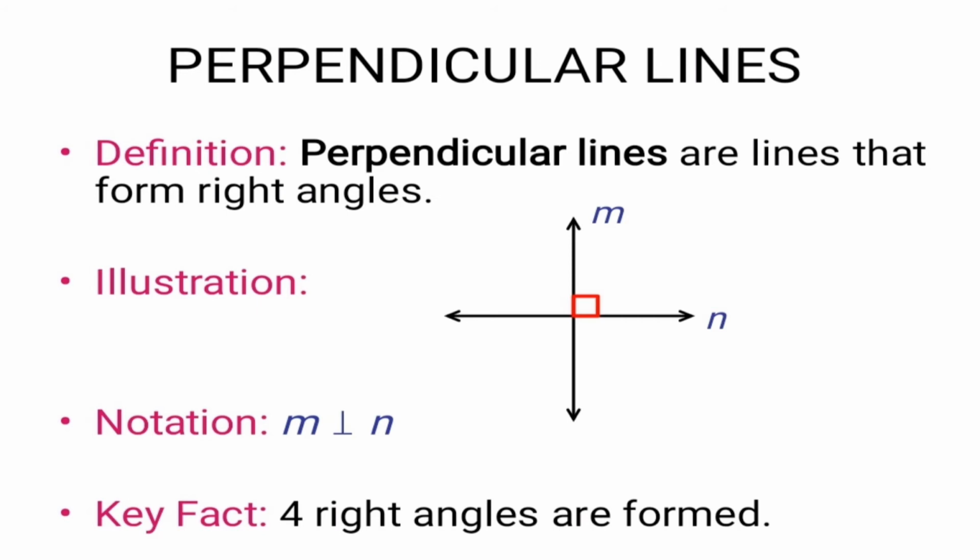Now, let us learn about perpendicular lines. Lines that form right angles when they intersect each other are known as perpendicular lines. The figure shows line M perpendicular to line N.